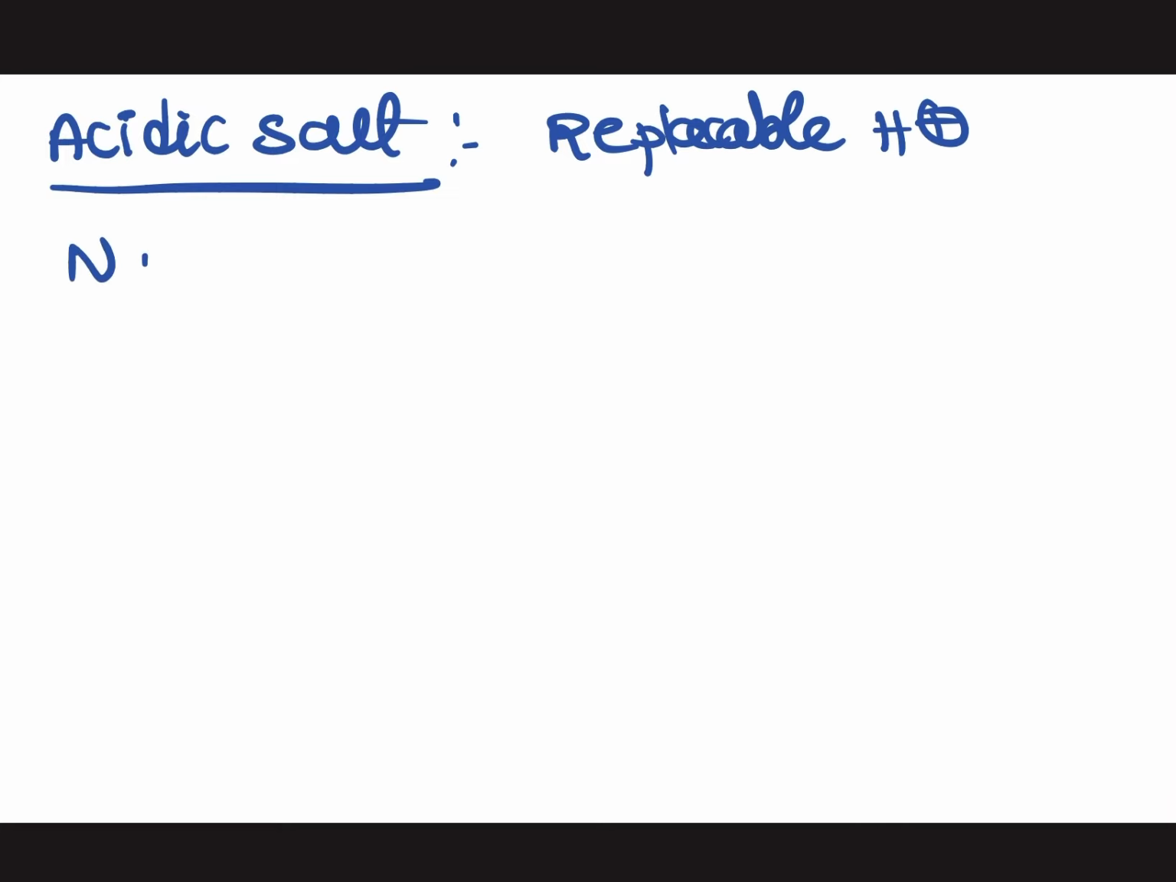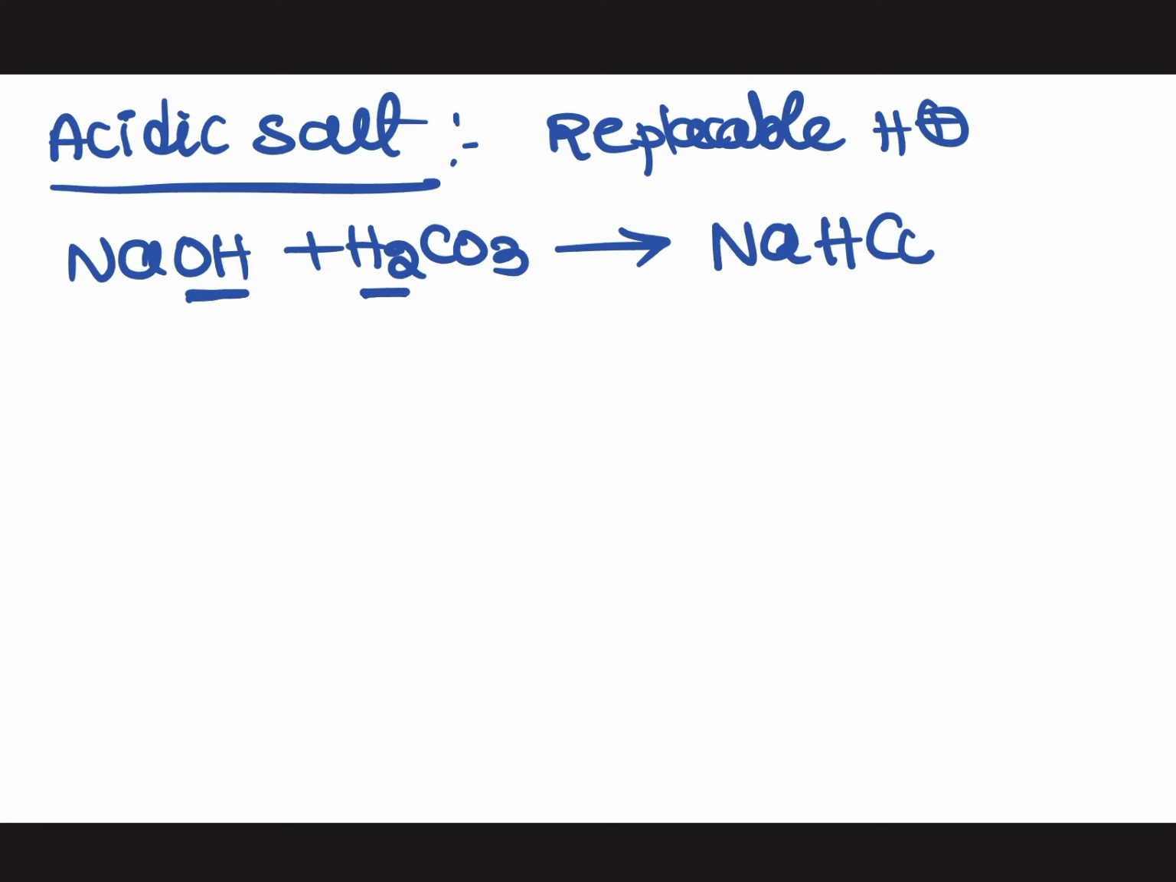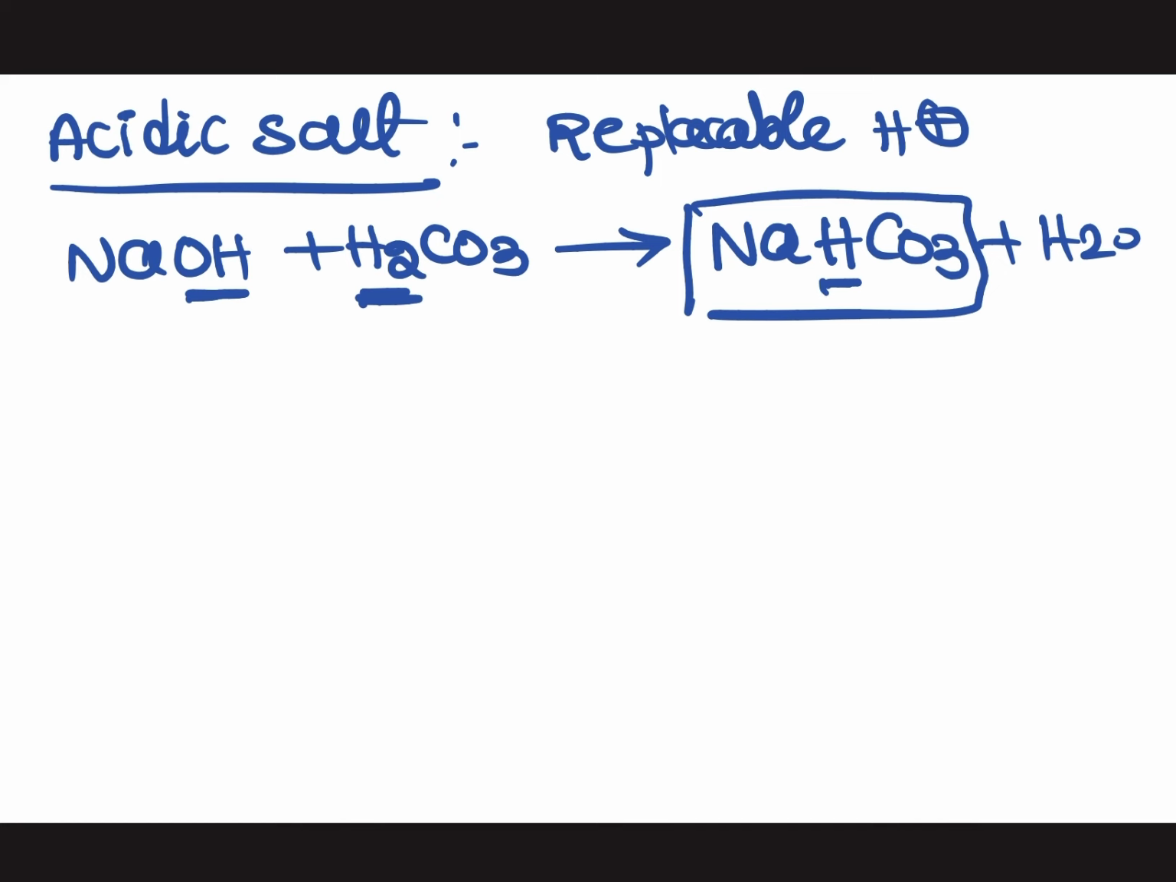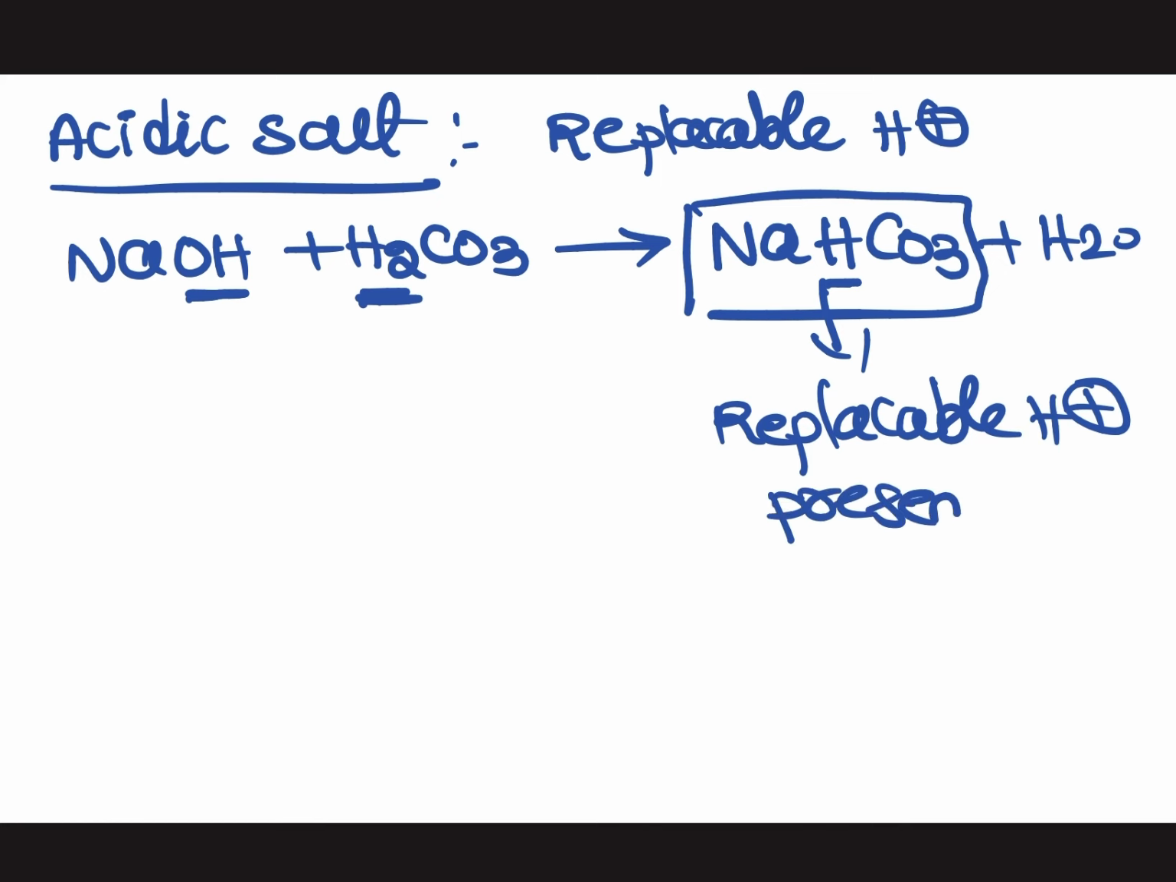So for example, I am taking sodium hydroxide reacting with H2CO3, carbonic acid. Here in carbonic acid, replaceable hydrogens are 2, and in sodium hydroxide replaceable OH minus is 1. So it forms the compound NaHCO3 plus H2O. Now you can see two replaceable hydrogen ions, but here only one hydrogen ion is replaced. So one more can be replaced. So here a replaceable H plus is present. That's why this is called an acidic salt.